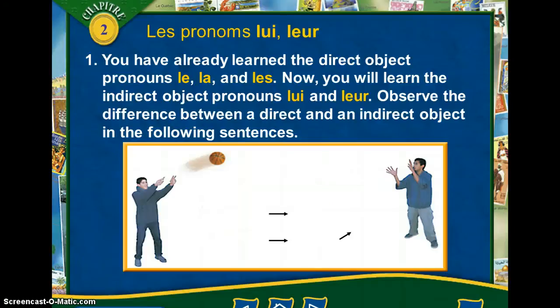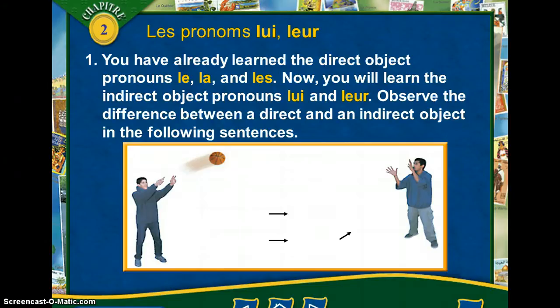So we learned that direct object pronouns le, la, and les can be used to mean he or him or her or it. So we can use them to mean people or things. Now we're going to learn about the indirect object pronouns. These are indirect objects, lui and leur. You'll notice there are only two of them. There's one for the singular, lui, and one for the plural, leur.